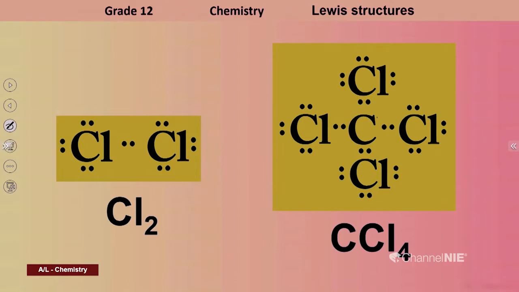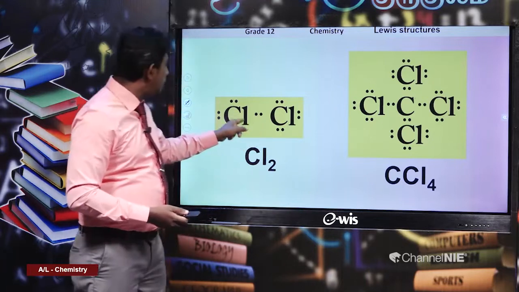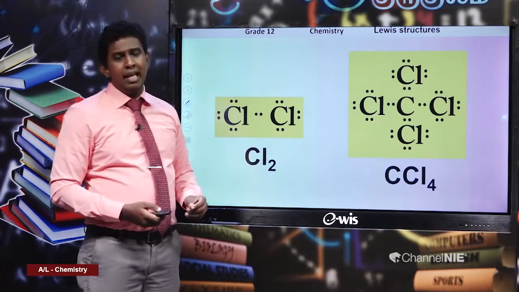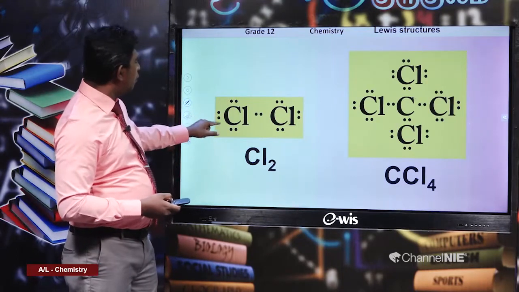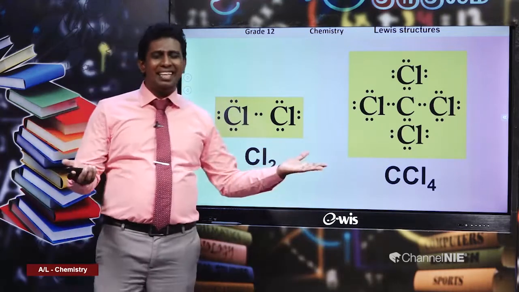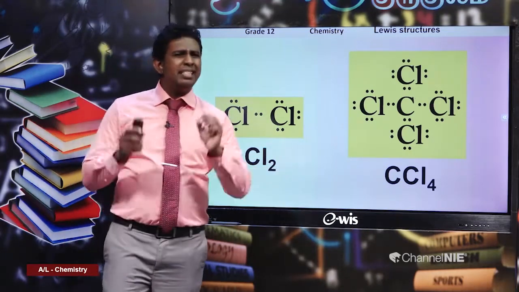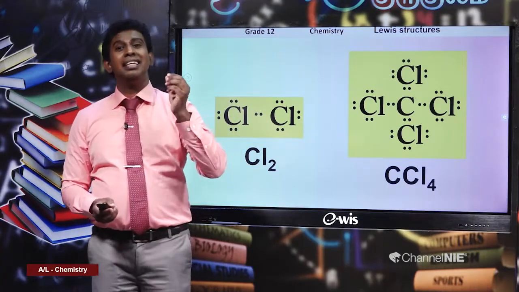So it says that when you consider Cl2, it has two shared electrons between two chlorine atoms. And each chlorine atom is carrying 1, 2, 3, 4, 5, 6, and including these two electrons in the bonding, it's 8. This number 8 is very, very important, a critical number.